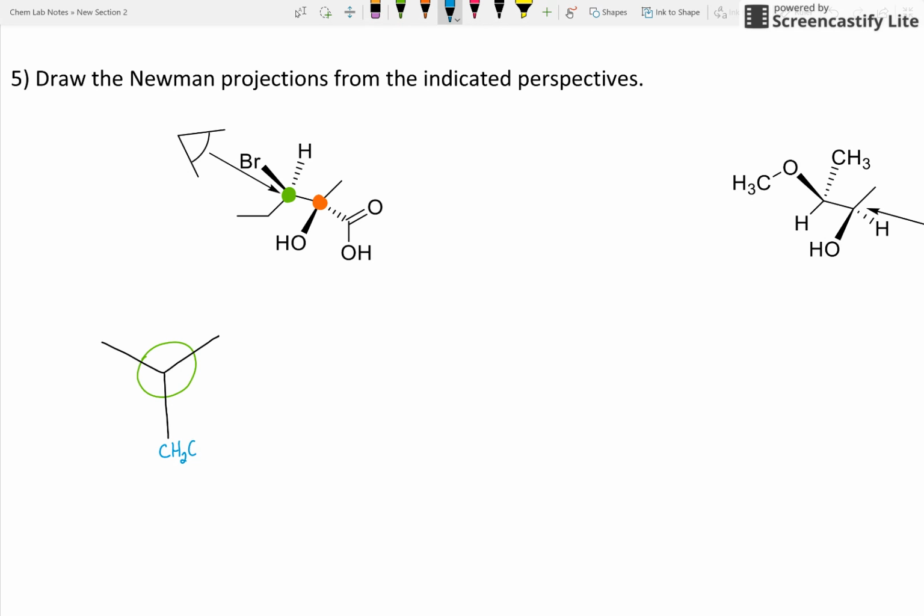So we can put that ethyl group right here, right? You can see that that's going down. Now the hydrogen in this case is going to be going up and to the left. Bromine here is going up and to the right. So the hardest part is always the first one.